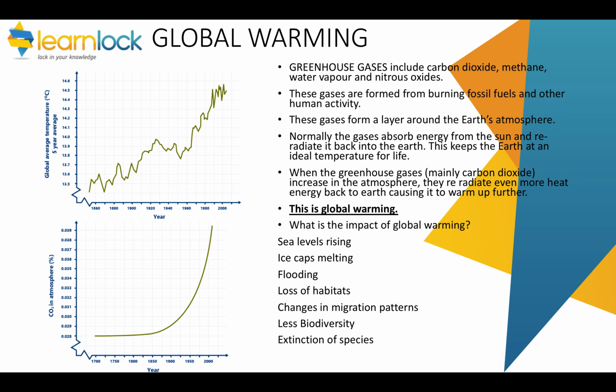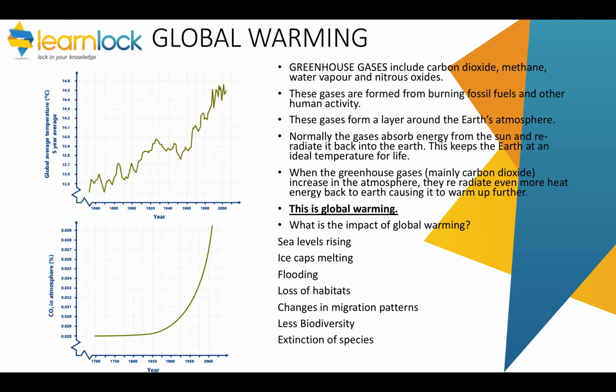Now the problem that's happening over the years is those greenhouse gases have increased, mainly carbon dioxide, because we're burning more fossil fuels, so we're making more carbon dioxide. And that layer of gases, those greenhouse gases, is getting thicker. And when it gets thicker, it re-radiates even more heat back into Earth, and it warms up Earth even more. And that's called global warming.